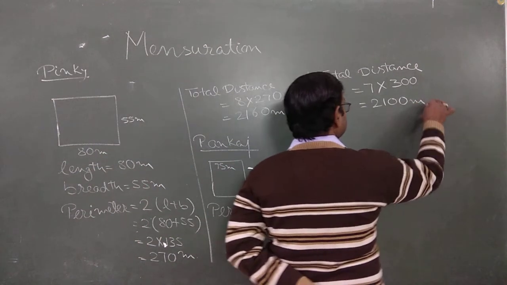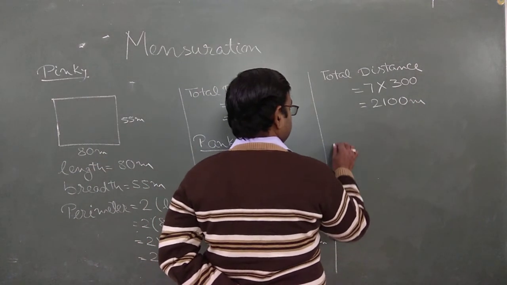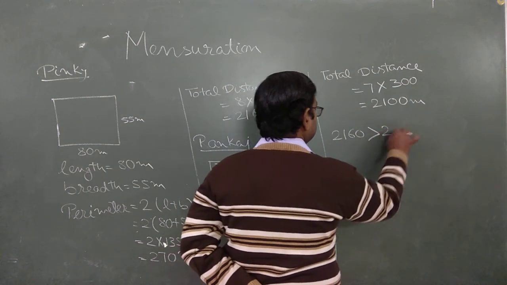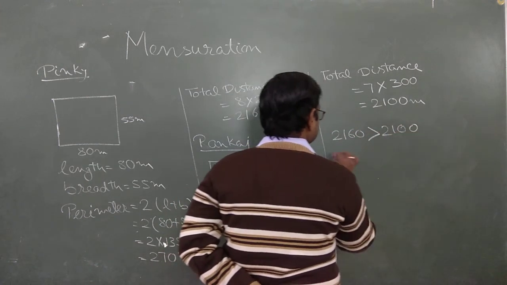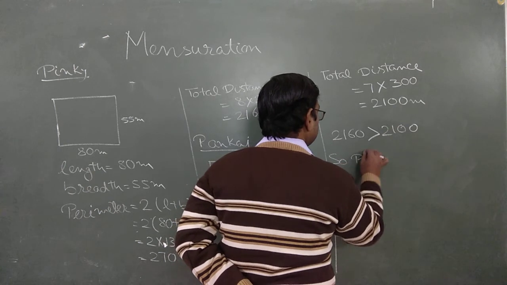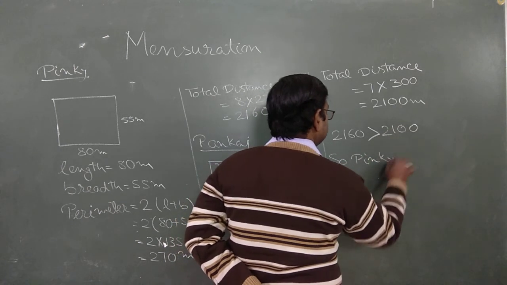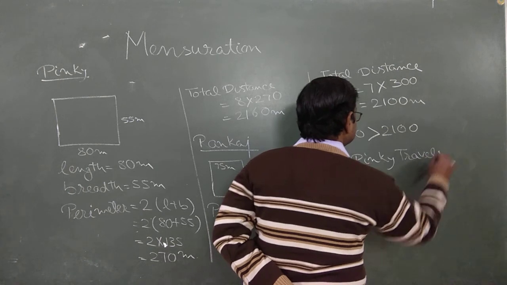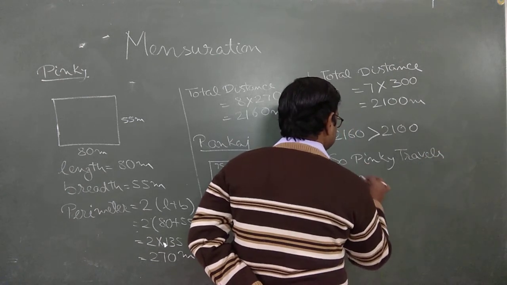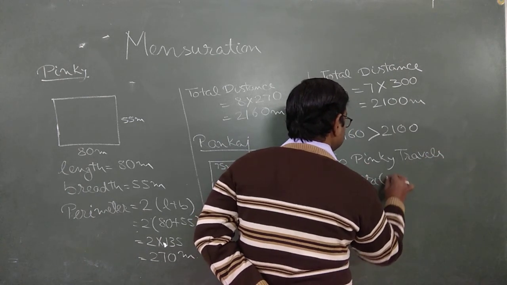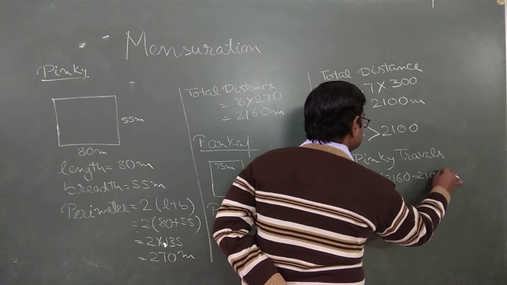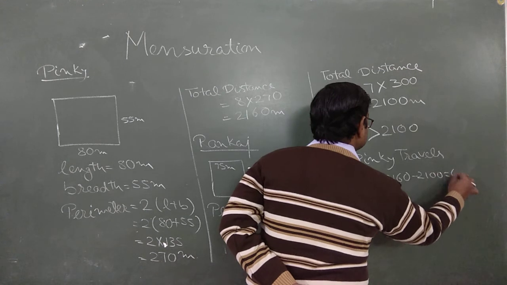So who covers more? Pinky covers more. So you write down 2160 is greater than 2100. So Pinky travels or covers more. How much? 2160 minus 2100 equals to 60 meter.